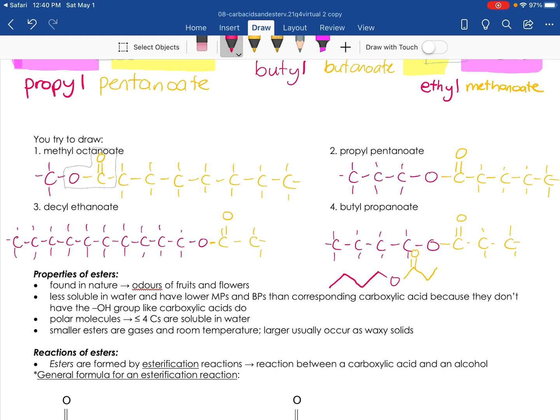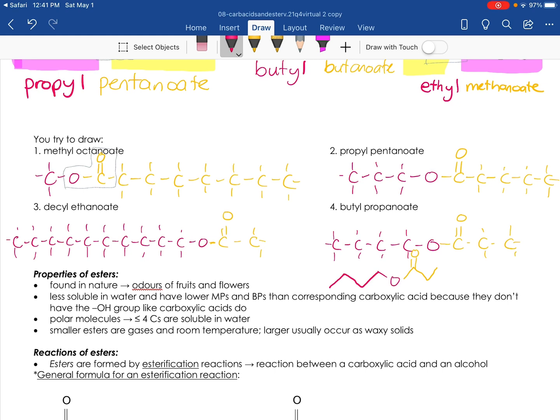One of the homework questions, I left it in there, is to draw the ester, but then also to say what the smell is. There's a table in the textbook with the smells, apple, banana, stuff like that. So just so you get an idea of those kinds of things. Again, that's just for fun.